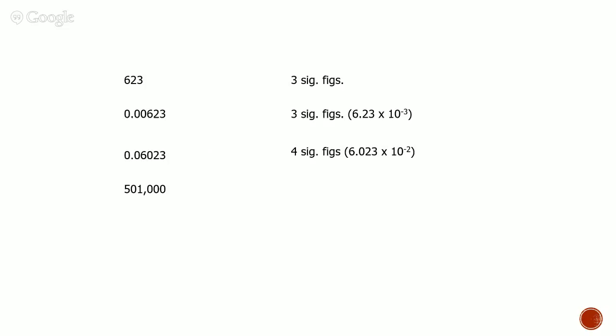What if you have something like 5.01 times 10 to the 5th, or 501,000? So again, the 5 and the 1 count. The 0 between the 5 and the 1 also counts. Those 3 at the end, though, if you don't see a decimal place, you can't assume that they're significant. They could just be placeholders. Maybe somebody rounded to the thousands place. It was 500,900 and something, and they rounded up to 501,000.